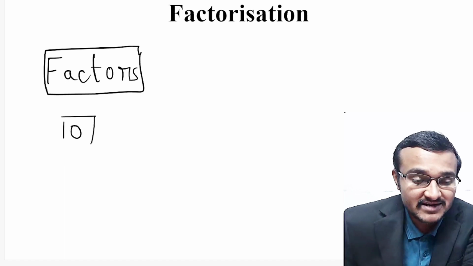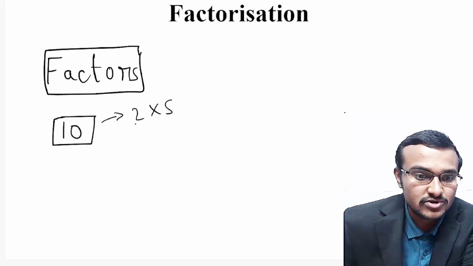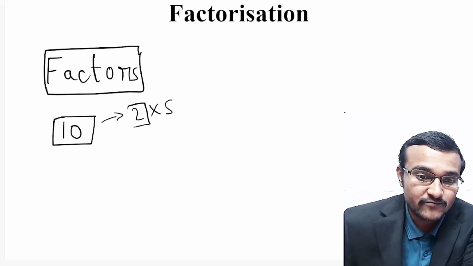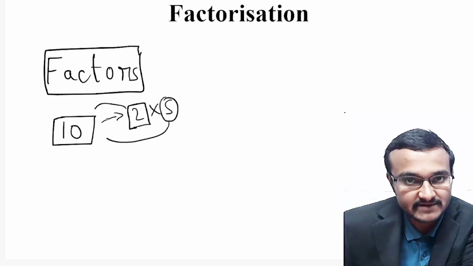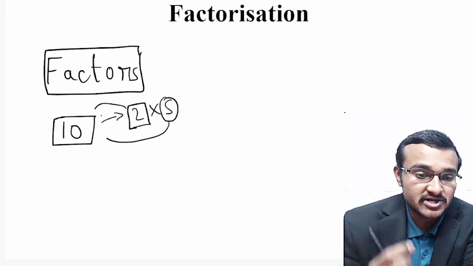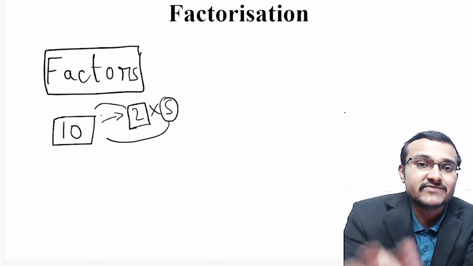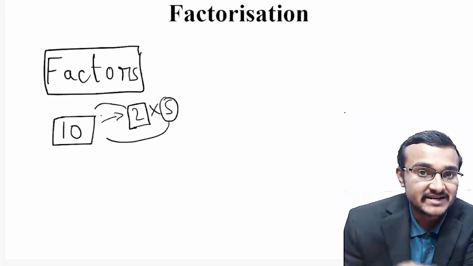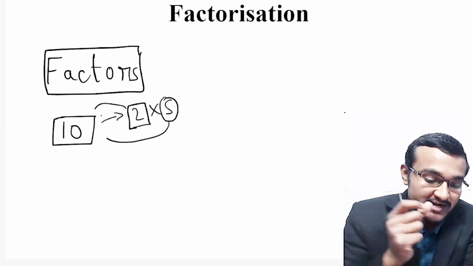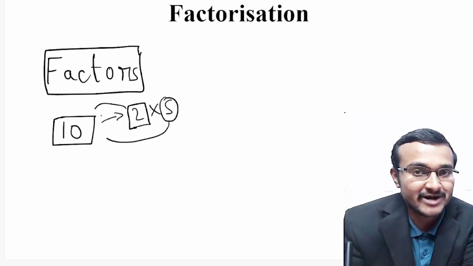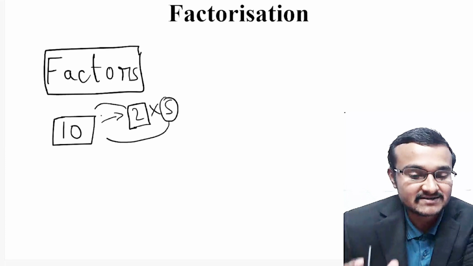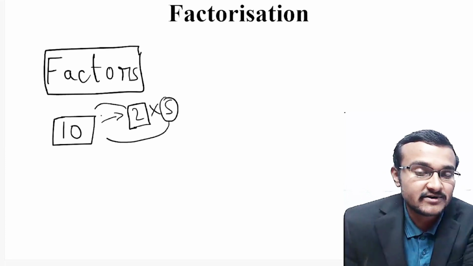then this particular 10 can be expressed as 2 multiplied by 5. Here 2 is one particular factor of 10 and 5 is also one particular factor of 10. That means this 10 involves both 2 and 5 in its product. When you take the product of 2 and 5, you get 10. So these are the factors of 10.